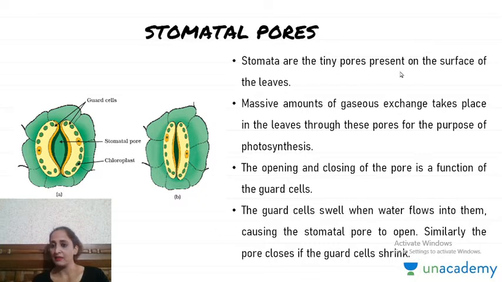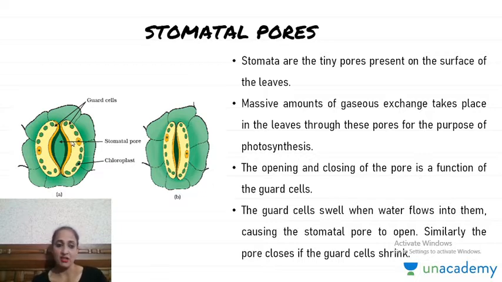Stomata are the tiny pores present on the surface of the leaves that we have just talked about. A massive amount of gaseous exchange takes place in the leaves through these pores for the purpose of photosynthesis. Because these pores are there, photosynthesis takes place. The exchange of carbon dioxide, oxygen, other gases and water vapors, everything happens through these pores. And the opening and closing of the pore is a function of guard cells.